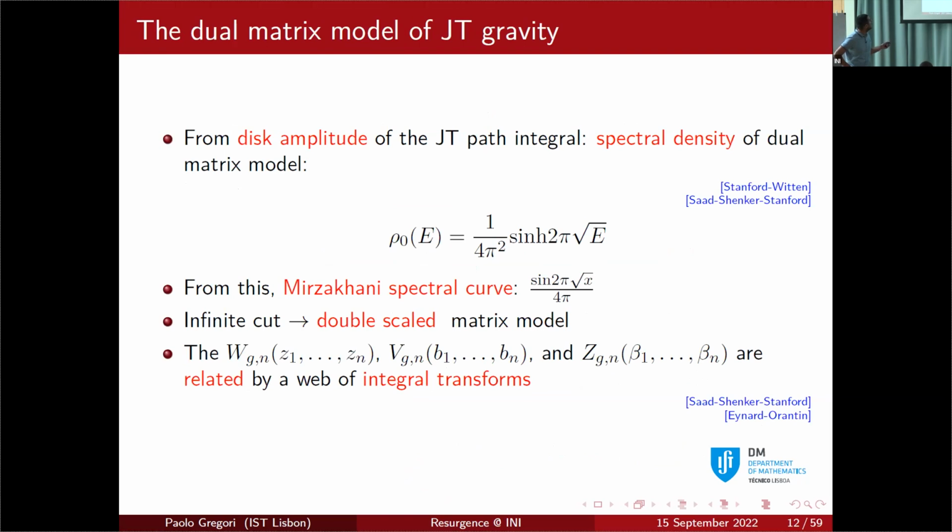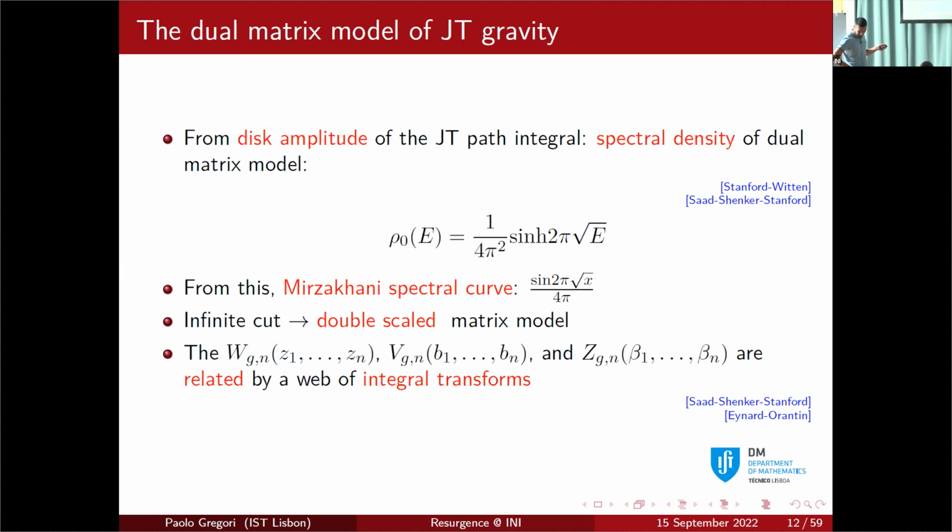Now, how do we obtain the matrix model that describes JT gravity? This was done by Saad, Shenker, Stanford, and Witten by essentially computing the JT path integral on the disk topology and extracting from it the spectral density of JT gravity, which was then conjectured to be the spectral density of some matrix model. And from the relation I showed you before between spectral density and spectral curve, we can extract the spectral curve of this matrix model.